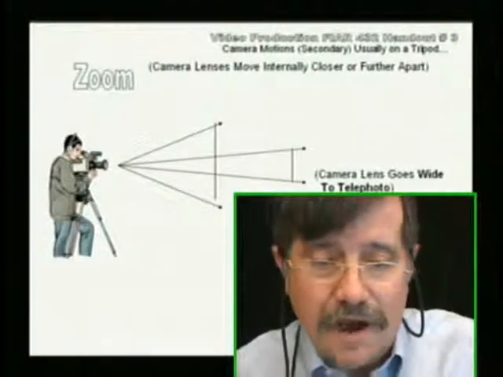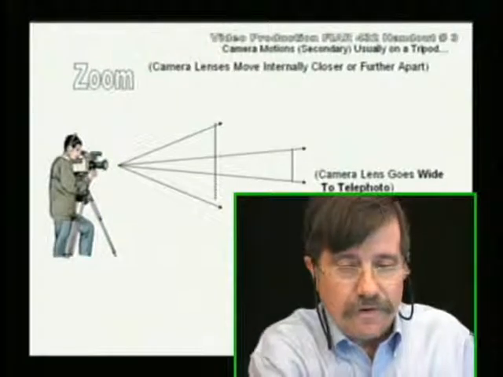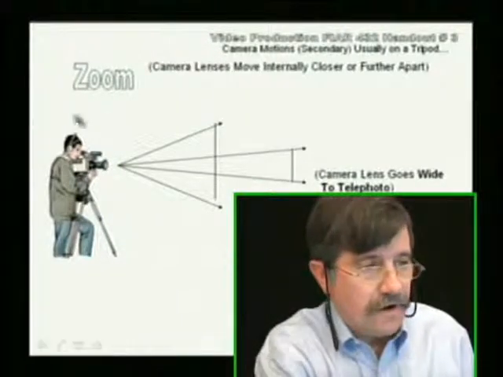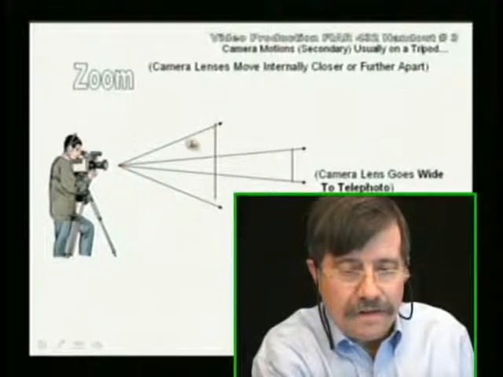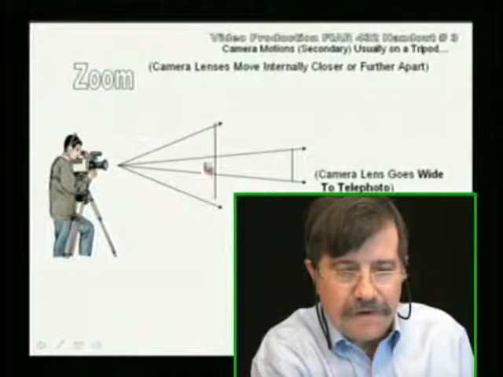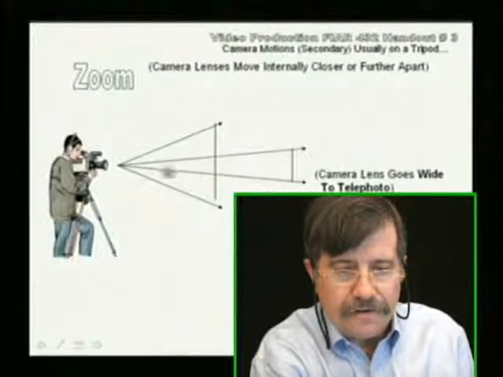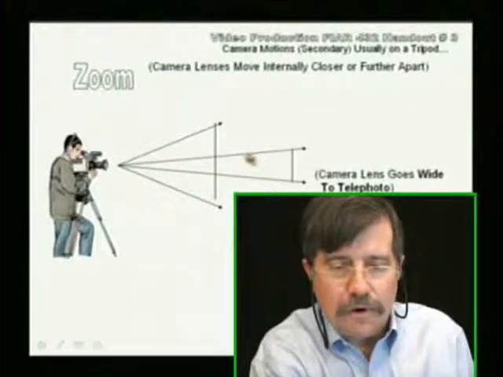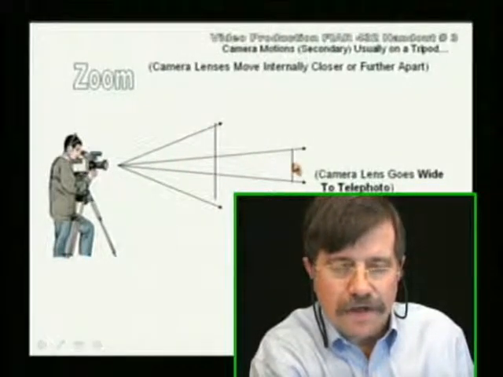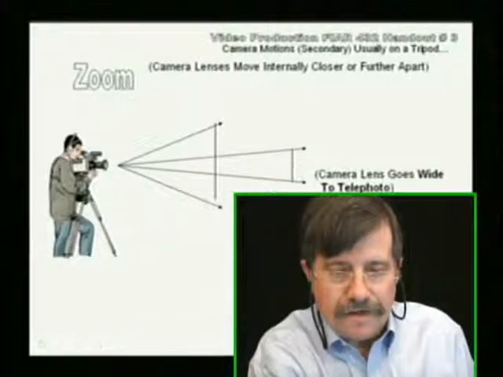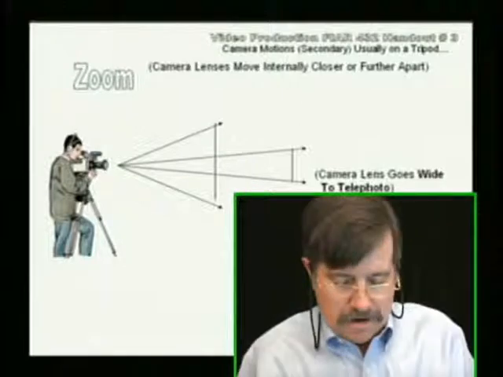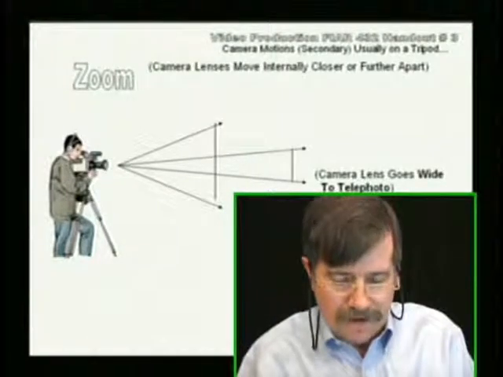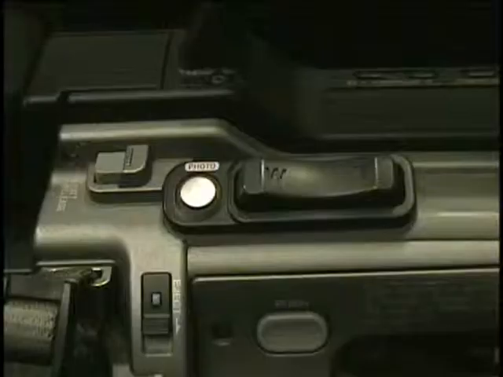I'm now zooming out, and if you look at the drawing that I have shown there, you'll see that when the lenses come together, closer together, you get a wide shot. When they get further apart, you get the long or telephoto shot. And the zoom button is a crucial button to look for on your camera, and I'll show you that.